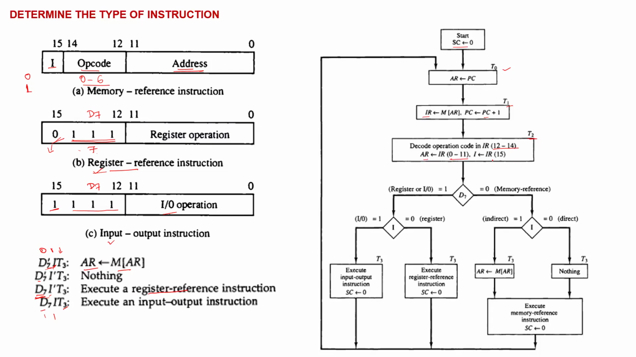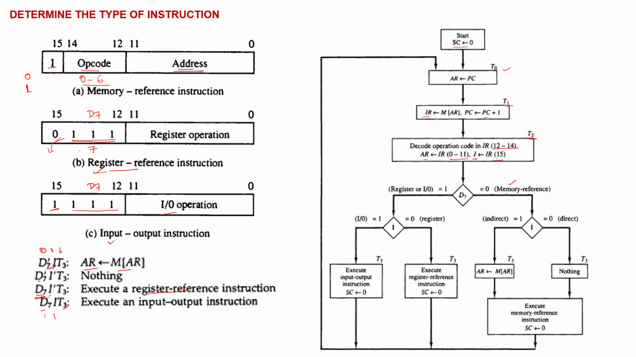And finally, this 15th bit of the instruction register is transferred to the flip-flop directly. So I being 0 means direct addressing mode, and I being 1 means indirect addressing mode. Now, we are going to decide on the basis of D7. In case of memory reference, D7 is not 1, it is 0, since we are counting from 0 to 6. So if D7 is 0, it shows that we have a memory reference instruction.